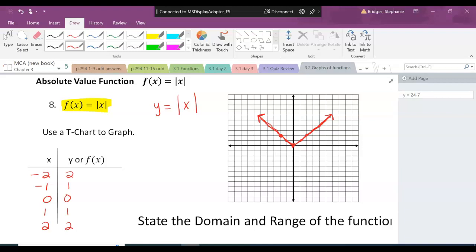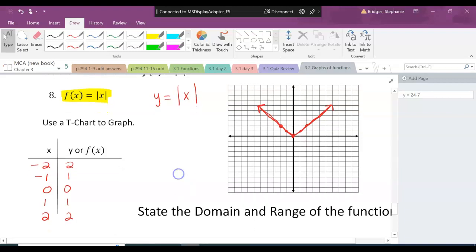Think about your domain. Those arrows go forever and ever to left to right, so that's going to be all real numbers. Is my range going to be all real numbers as well? No. Start at the bottom. What is the first y value that graph touches? 0, and then it goes forever up, so it's going to go all the way to infinity.